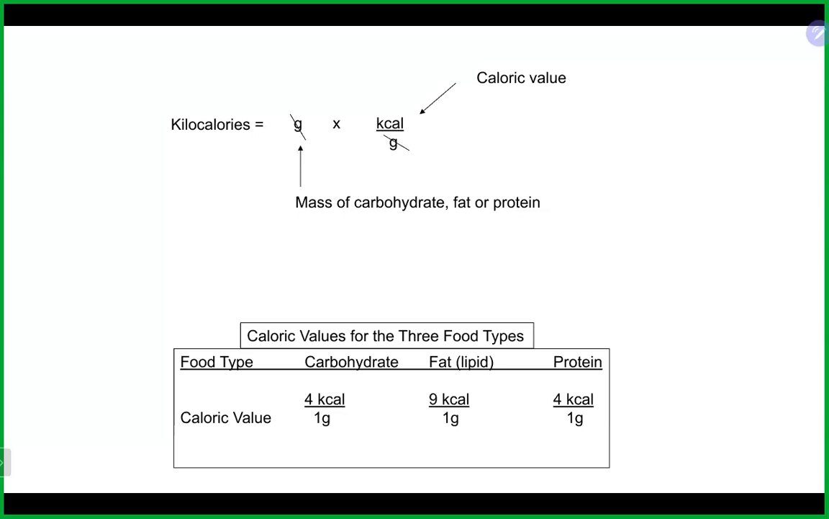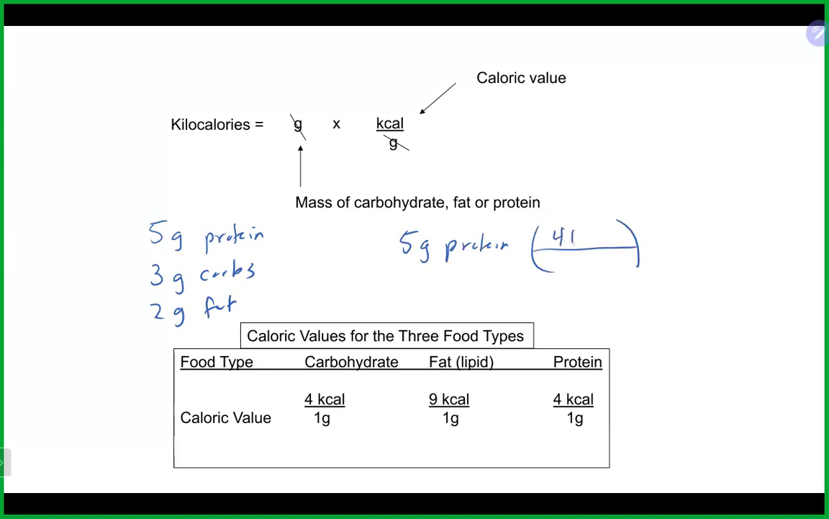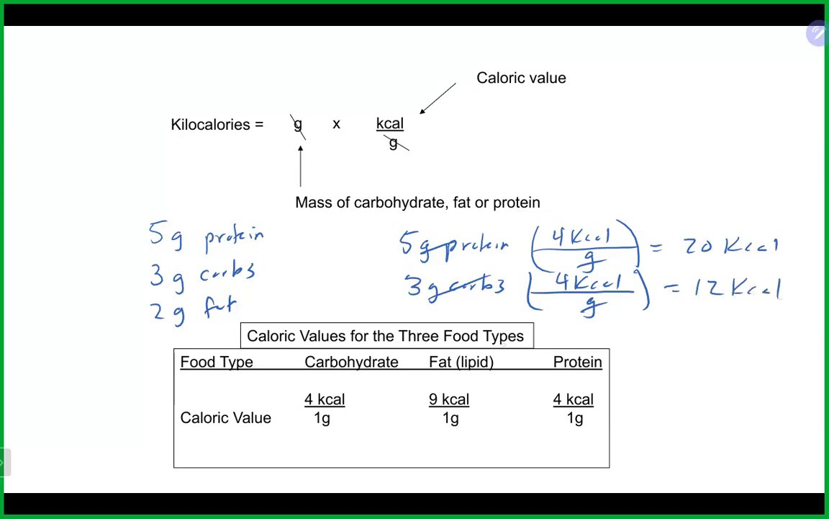So, if you had something like 5 grams of protein in whatever you're eating, 3 grams of carbs, and 2 grams of fat, you can do this calculation by taking my 5 grams of protein times the caloric value for protein, which is 4 kilocalories per gram. Grams cancel, gives you 20 kilocalories for protein. You take your 3 grams of carbs and do your caloric value for carbs. Grams cancel, gives you 12 kilocalories of carbs. And then you could do your fat, 2 grams of fat. Caloric value for fat, 9 kilocalories per gram. Grams cancel, gets you 18 kilocalories for fat.